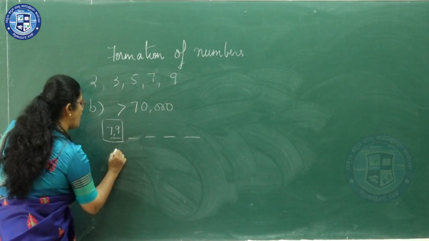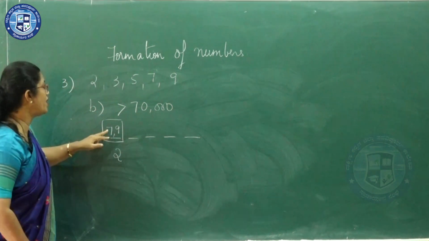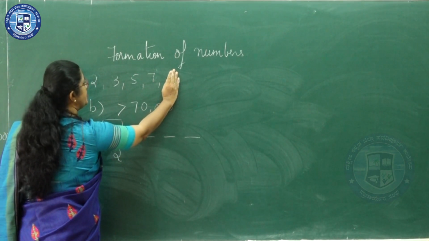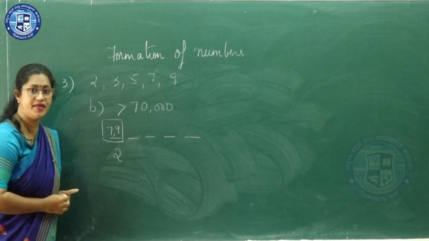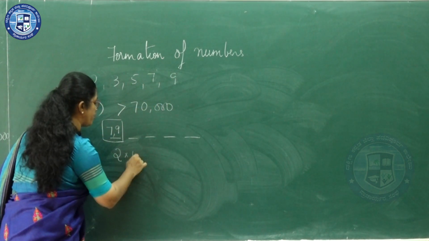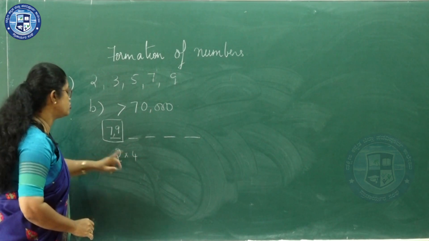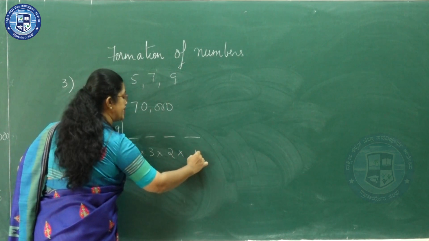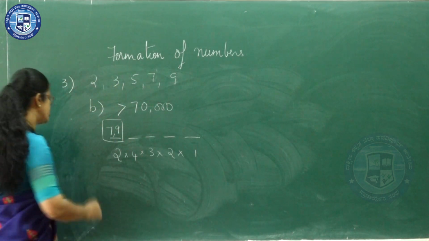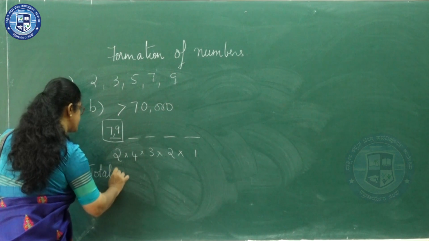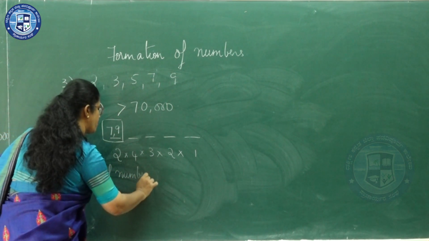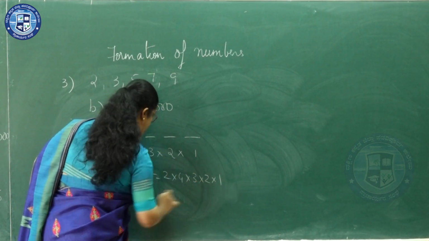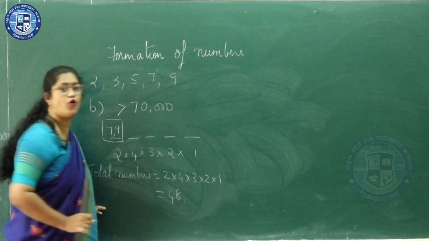So here I put 2 ways, and then one number is gone out of 7 and 9. Let us say 9 is gone. How many are remaining? The remaining choices here is 4. One more number is gone, so 2 numbers gone, so next is 3, next is 2, and next is 1. So the total numbers is 2 into 4 into 3 into 2 into 1, which is equal to 48.